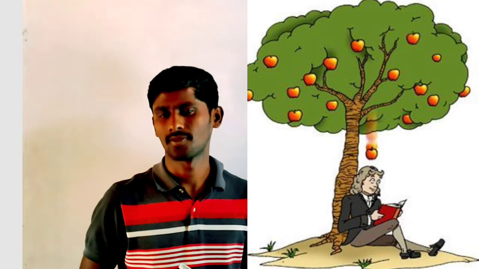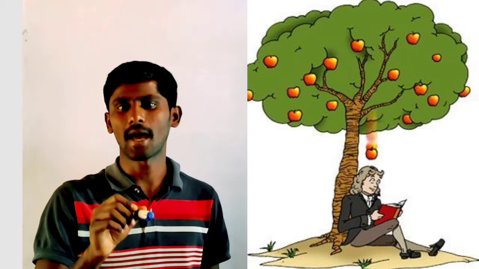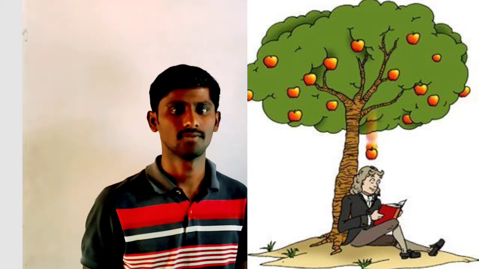He was studying the motion of the moon around the earth. And one fine day, he was sitting under an apple tree, and suddenly an apple fell down. Then he started thinking, why did this apple fall down and why didn't it go up? And this sparked the idea that the earth attracts every particle towards its center.